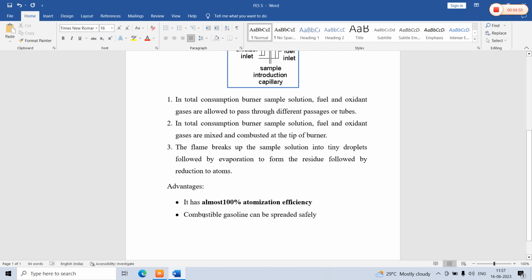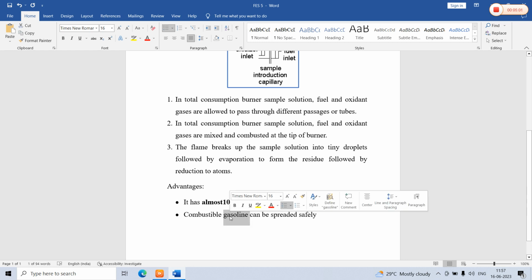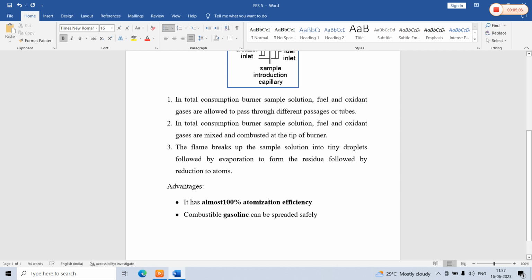The second advantage is that combustible gasoline can be sprayed safely. We know that gasoline is nothing but petrol, and petrol is dangerous and highly combustible, but the total consumption burner provides a feature whereby the spraying of the gasoline can be monitored or controlled with safety.